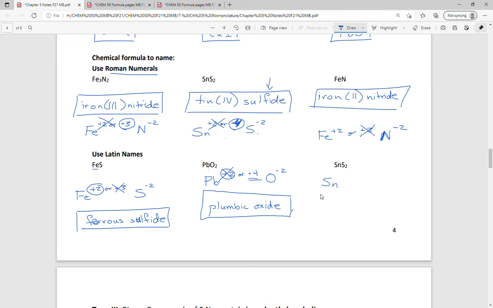So tin, looking at the periodic table, it's either a +2 or a +4. Look at me, backwards here. And then sulfur is always -2. So in figuring out which one was used, it was not the 2, it was the 4. And so that would be stannic sulfide.